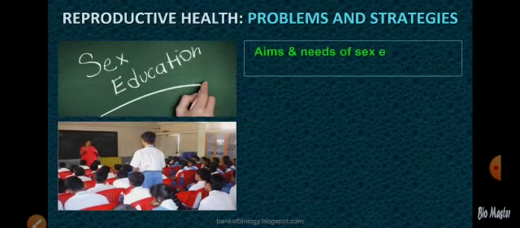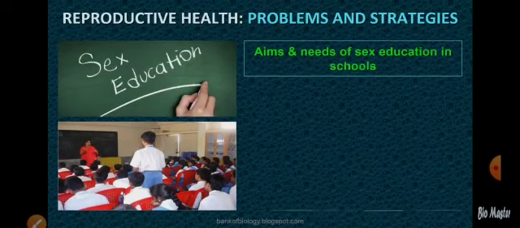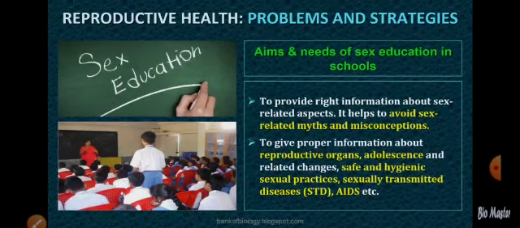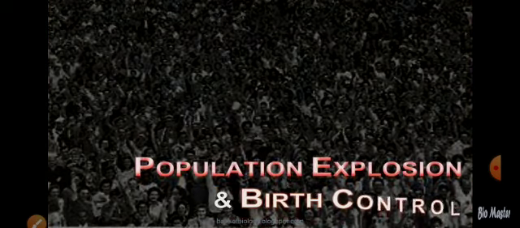Sex education is imparted in the school. It's made an important part of the curriculum. The aims and the need of sex education in school are to avoid sex related myths and misconceptions, to provide right information about sex related aspects, and to give proper information about adolescents' reproductive organs, so as to prevent the incidence of sexually transmitted diseases, that is AIDS, syphilis, gonorrhea, to name a few. Therefore, there is a need to impart sex education in school so as to generate awareness among the young growing minds.